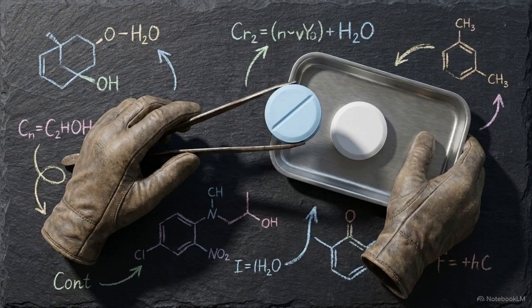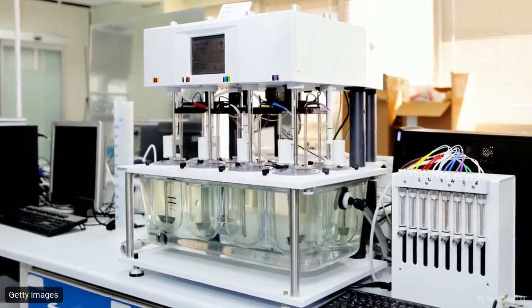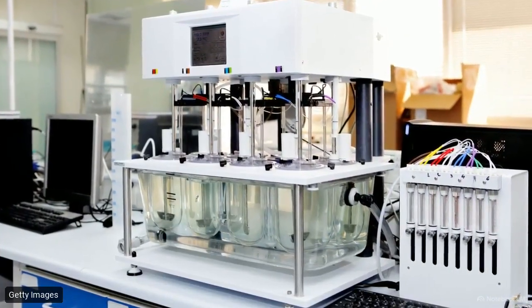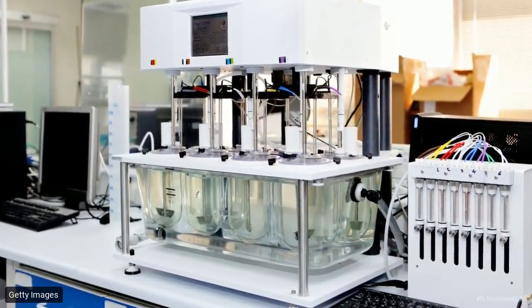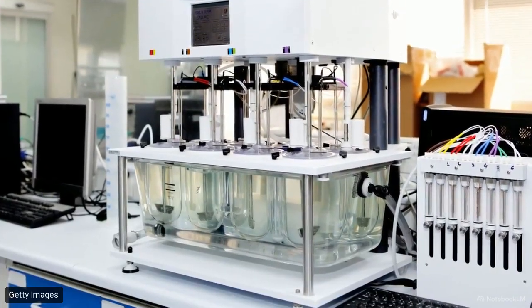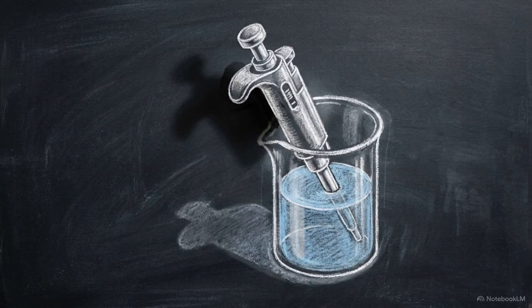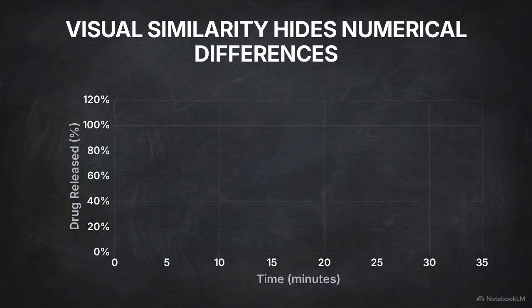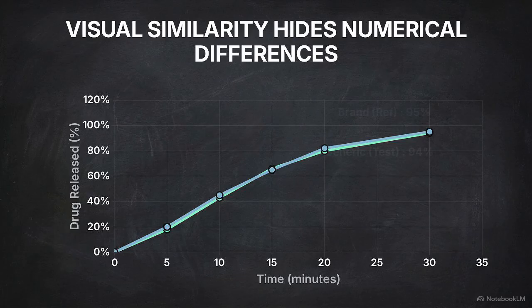Imagine a pharmaceutical company has formulated a new generic immediate-release tablet and needs to test it against the brand name reference. To test the physical performance, both the reference and the test pills are dropped into simulated bodily environments. Scientists then extract samples at specific intervals and record the percentage of the drug released at 5, 10, 15, 20, and 30 minutes. This chart plots the percentage of the drug released over time.